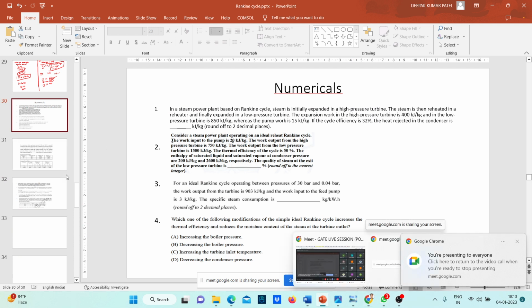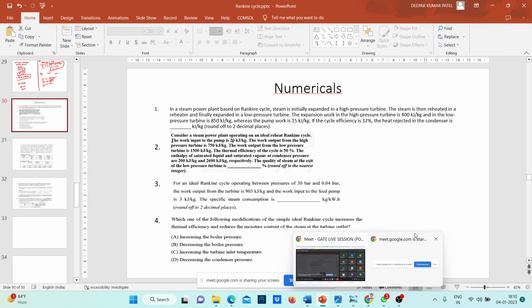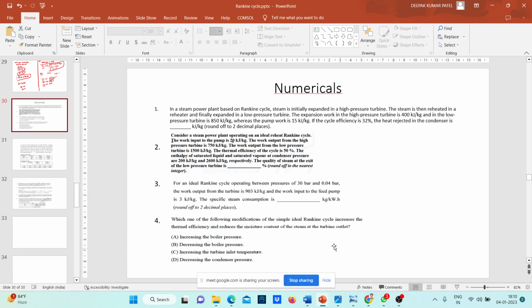Okay, so today we will solve some numericals from the GATE exam which they have asked. So these are the questions. You have to start from the first question itself. I'll give you 5 minutes for every question, and after that I will discuss that question. So you can start with question number one. I'll give you 5 minutes to solve this one, then we'll discuss.